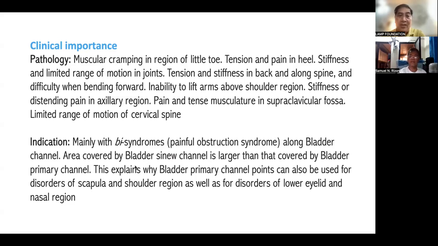Stiffness or distending pain in the axillary region, pain and tense musculature in the supraclavicular fossa, limited range of motion of the cervical spine. So indication, mainly this is painful obstruction syndrome or the Bi syndrome along the bladder channel. Okay, so that means hindi pa involved talaga yung bladder organ. Area covered by the bladder sinew channel is larger than that covered by the bladder primary channel. So this explains why bladder primary channel points can also be used for disorders of scapula and shoulder region, as well as for disorders of the lower eyelid and nasal region.